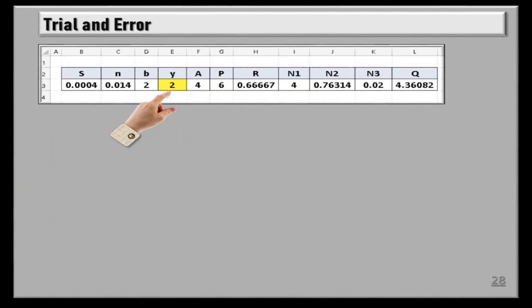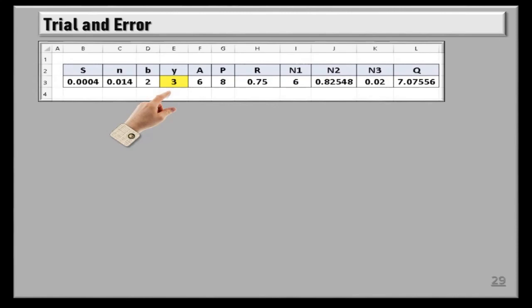Since the result for Q is not 10, try another number for depth y. Change the depth y to 2, by typing 2 under title y. Automatically, you will see the result of flow Q is 4.36082. Since the result for Q is not 10, try again. Try changing depth y to 3. Automatically, you will see the result of flow Q is 7.07556. The result for Q is still not 10, try again.